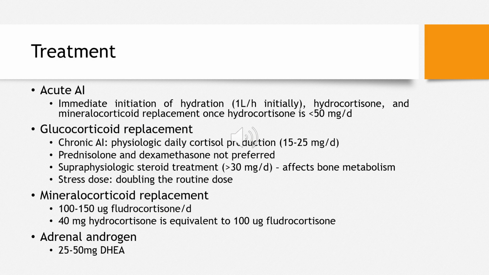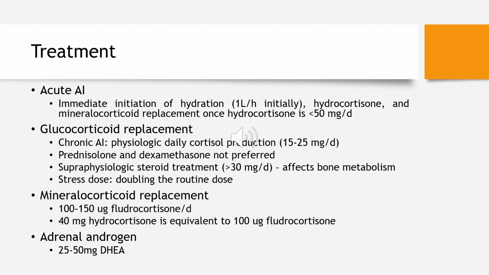Acute adrenal insufficiency is a life-threatening emergency, and treatment should not be delayed. In adults, initiation of hydration and intravenous hydrocortisone should be given in a dose of 100 milligrams every 6 to 8 hours, and this can be decreased to 50 milligrams every 6 hours after 24 hours.